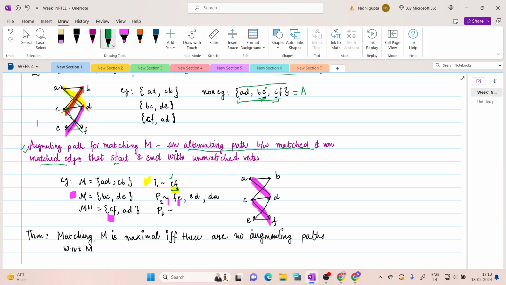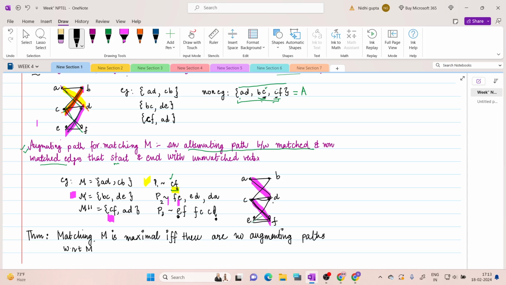Okay, you gave me a path which is EF, FC, CD. So, yes, this is a path. Right, good. EF, FC and CD. Why? Because it is starting with an unmatched vertex, ending with an unmatched vertex. Oh no, it is not an augmenting path. It is not ending with an unmatched vertex. D is a matched vertex.